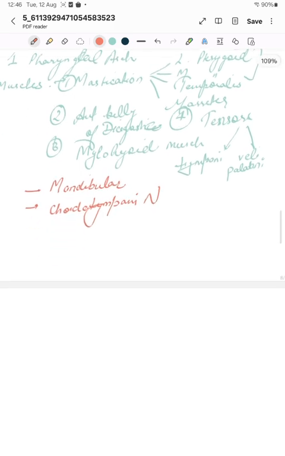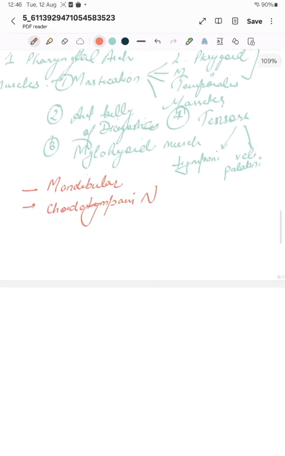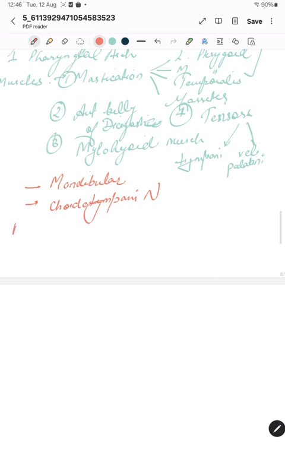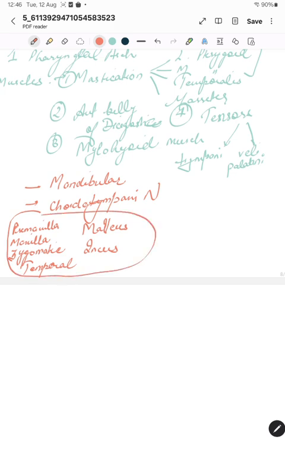Then skeletal elements: premaxilla, maxilla, zygomatic bone, temporal bone, and malleus and incus.